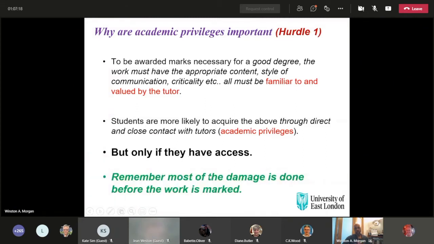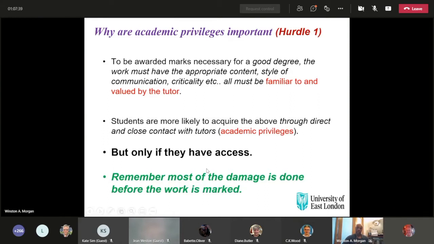And remember, most of the damage, the awarding gap damage, is done before the work is marked. So a student submits some work, but it's not of the quality that the tutor will recognize, and so they mark it accordingly. It's simply because the students didn't get these academic privileges.